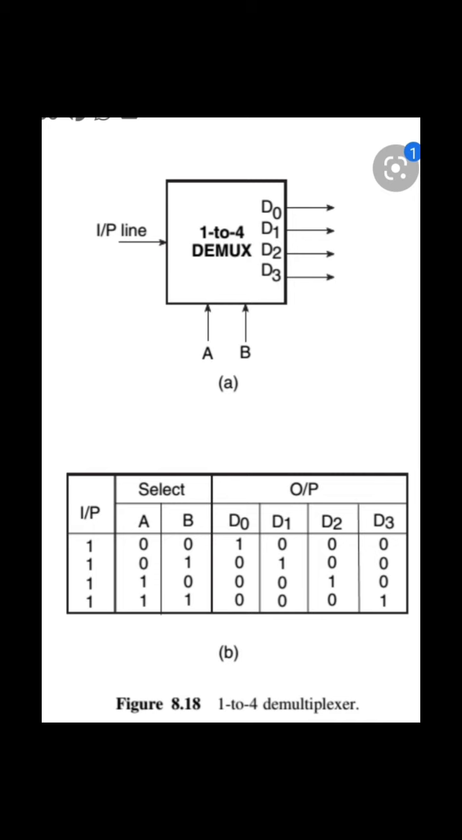So that input line is D, and D0, D1, D2, D3 are the different output lines, and the control inputs are S0 and S1 here.